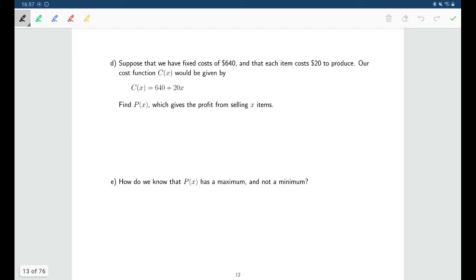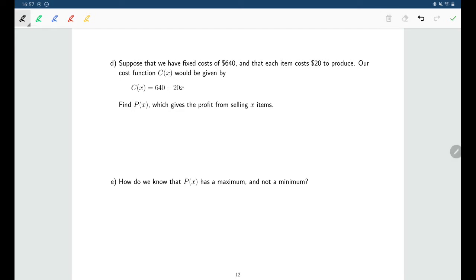Okay, so now we've got a cost function being thrown into the mix. I'm describing here in words how I created this cost function. I have fixed costs of $640, so I will have to pay $640 for my costs, no matter if I sell anything or not. And then for every item I produce, for every X, I'll have to spend an extra $20. That's where this cost equation is coming from, saying that my cost would be $640 plus $20 times every item that I make, 640 plus 20x.